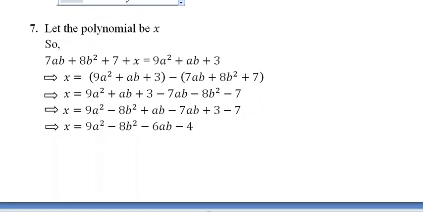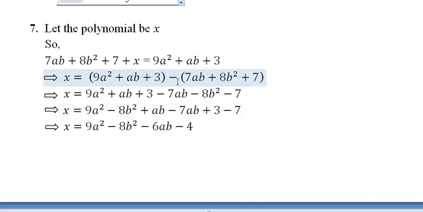Now let us move on to question number 7. Which polynomial can transform 7ab plus 8b square plus 7 into 9a square plus ab plus 3 by only using the addition operator? It simply means, what is that polynomial which, when added to 7ab plus 8b square plus 7, will result in 9a square plus ab plus 3?